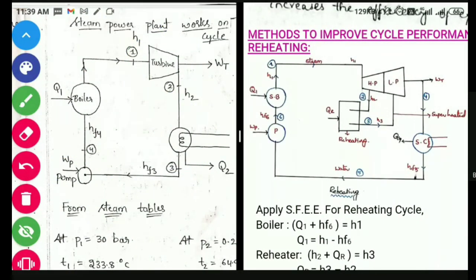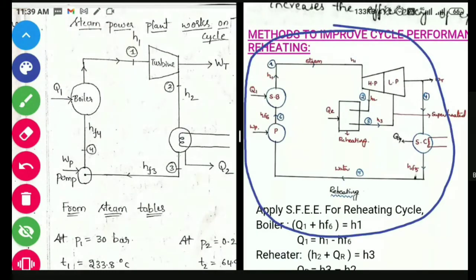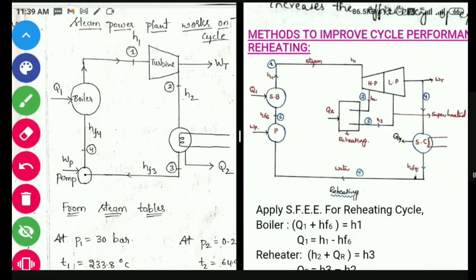Now let us see the methods for improving the Rankine cycle efficiency. Those are reheating and regeneration. Among them, the first method is reheating. By using reheating, you can improve the efficiency.